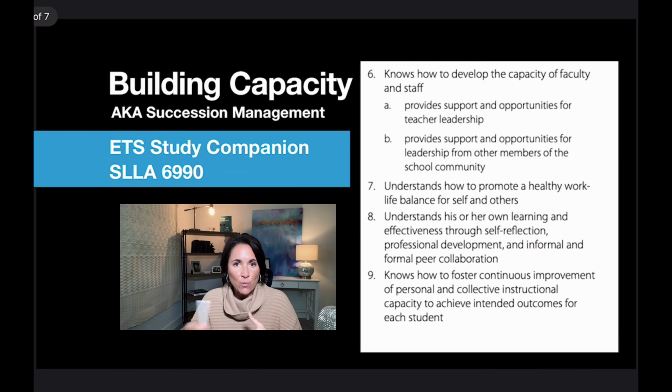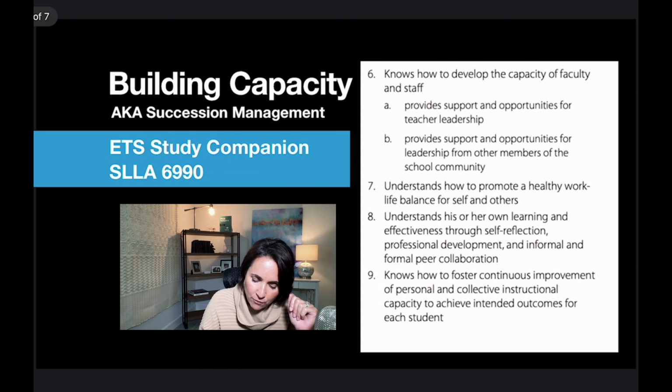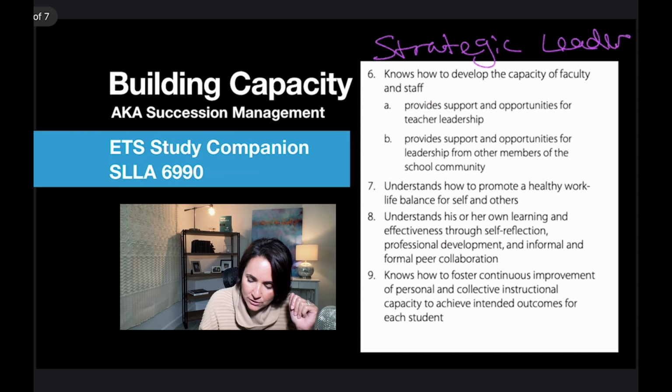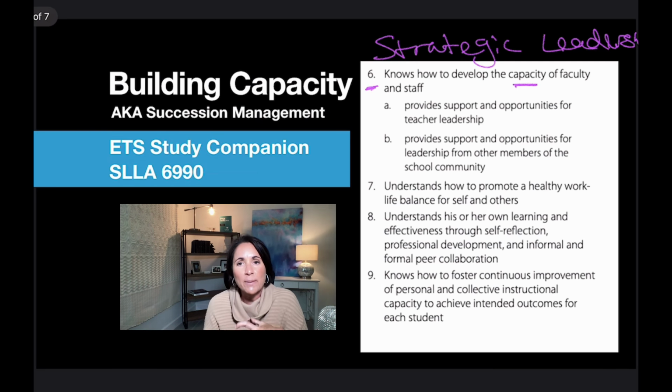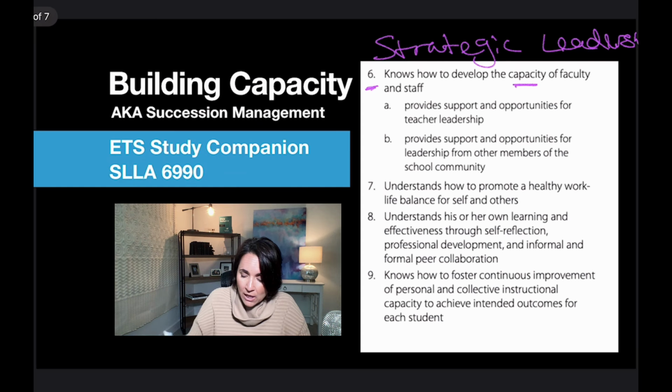All right, so let's take a look at where I would place that question in the test specifications. So I would put this under content category 1 for strategic leadership. And I would also throw it under number 6 here. Knows how to develop the capacity of faculty and staff. When we talk about building capacity, we're talking about preparing new leaders, preparing new teachers, giving those people the tools and the resources they need and the opportunities they need to build the skills they need to become leaders and teacher leaders and all of that. So that's the main part.